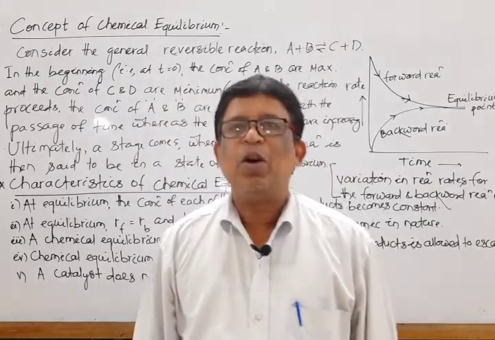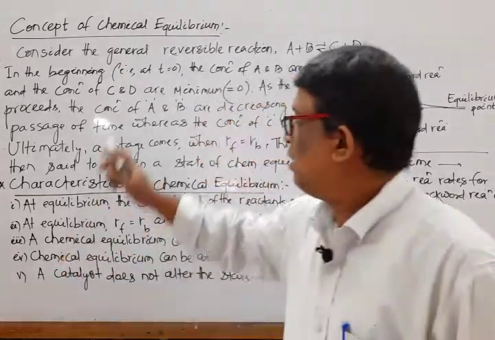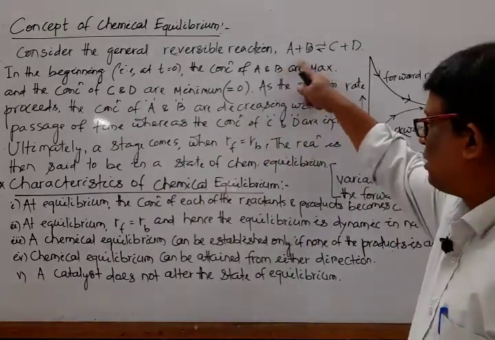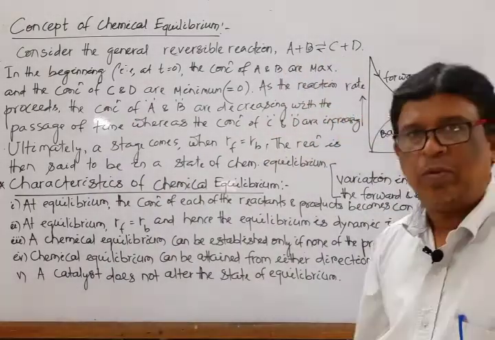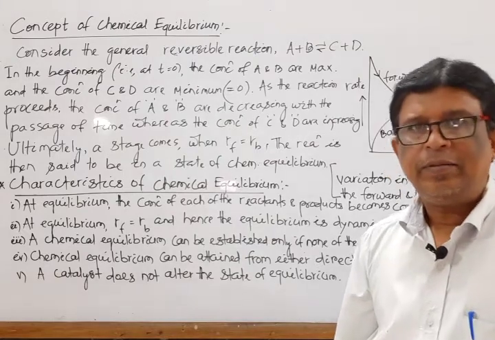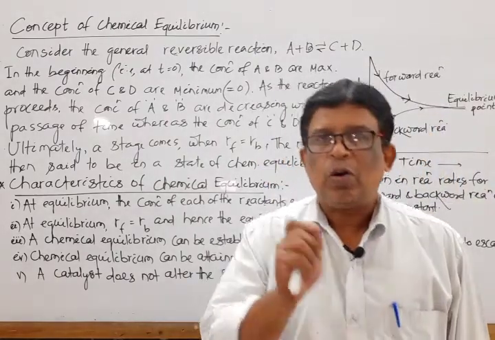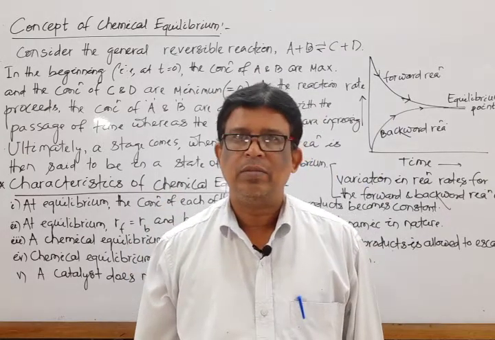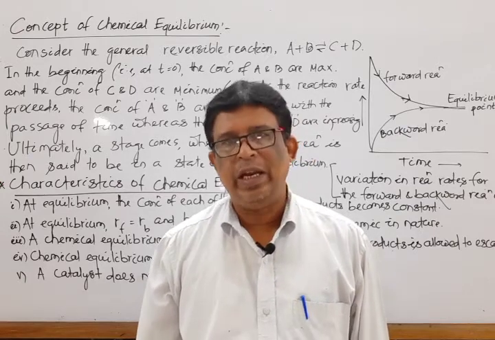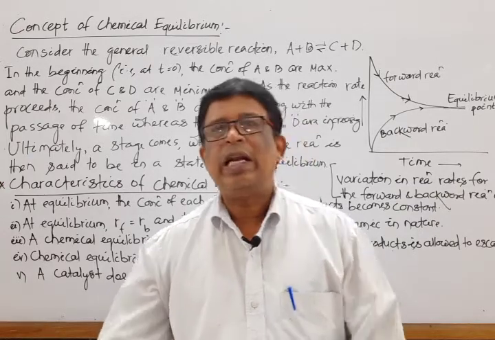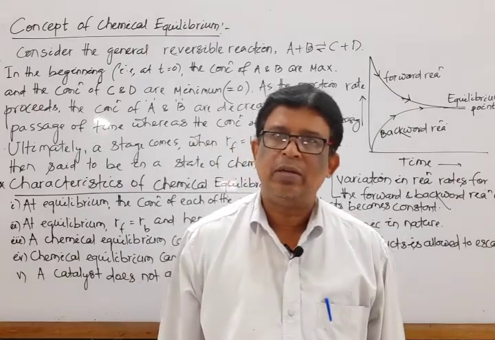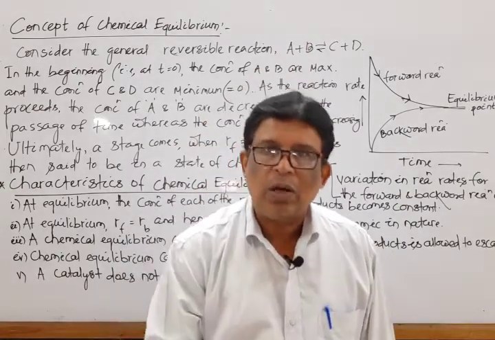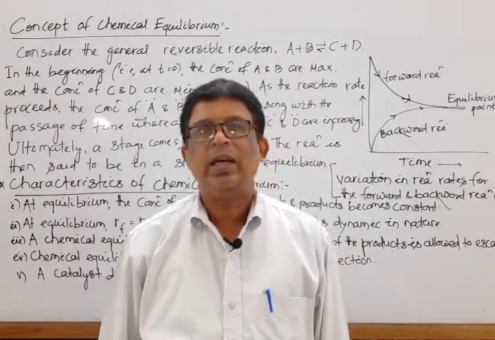Then switch over to the concept of equilibrium. Mark that. What is the concept of chemical equilibrium? Let us consider a general reversible reaction A plus B gives rise to C plus D. At the beginning, we assume that the concentration of reactants, that is A and B, is maximum, while that of C and D is minimum or zero. When time proceeds, when the reaction proceeds, what happens? The concentration of reactant gradually decreases, while the concentration of product gradually increases.